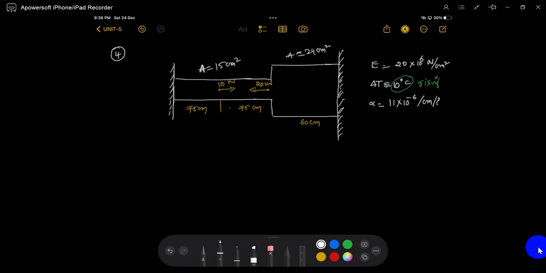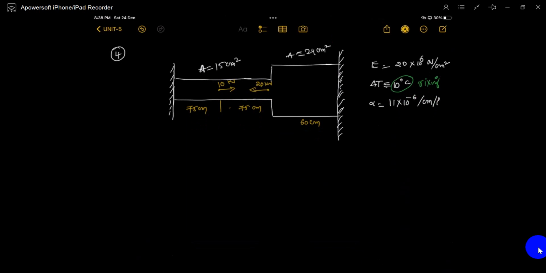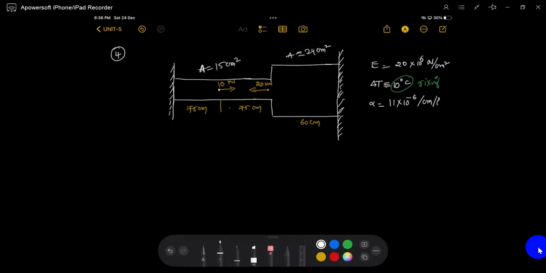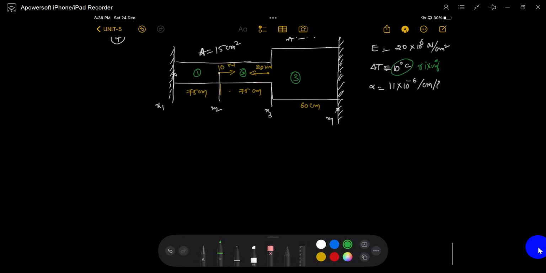I will choose three elements. So nodes: this is one node, u1. This is the second node, u2. This is the third node, u3. This is u4. Elements: this is the first element, this is the second element, this is the third element. Understood? Three elements. We'll see the large problem.